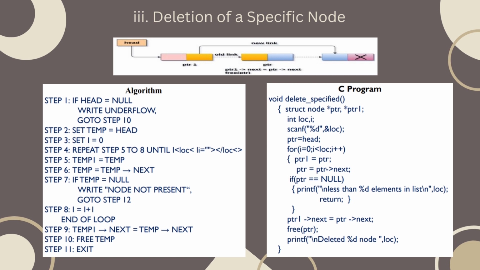Step 3, set I equal to 0. Step 4, repeat steps 5 to 8 until I is less than location, LOC. LOC is the location of the specific node. Step 5, temp 1 equal to temp. Step 6, temp equal to temp next. Step 7, if temp is equal to null, write node not present, go to step 11. Step 8, I equal to I plus 1, end of the loop. Step 9, temp 1 of next equal to temp next. Step 10, free the temp variable. Step 11, exit.